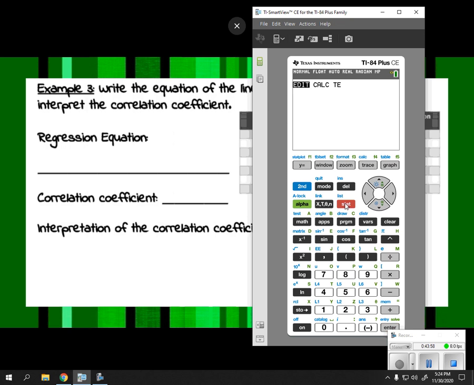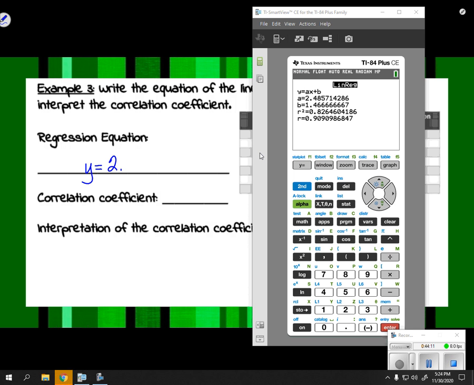Again, this is just making sure we know our calculator, how to access things. Enter, enter, enter, enter, enter. And then we've got our regression equation, y equals 2.49x plus 1.47. And the correlation coefficient is 0.909 or 0.91. These all happen to be strong, positive, and they're linear correlations.